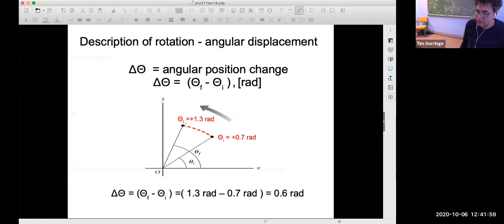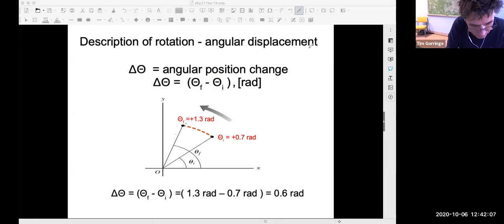Okay, so let's start with angular displacement. This is the quantity that tells us how much we have rotated or how much we have turned in our circular motion, how much we've changed our angular position. So it's the quantity that's analogous to displacement, which says how far we've changed our position in translational motion.